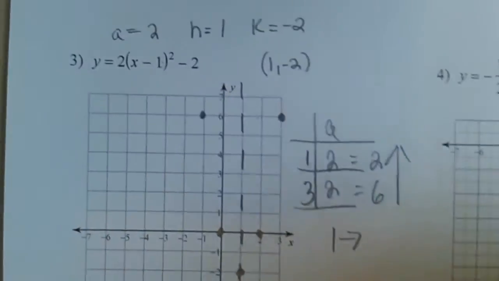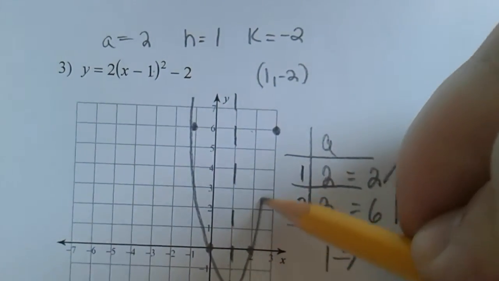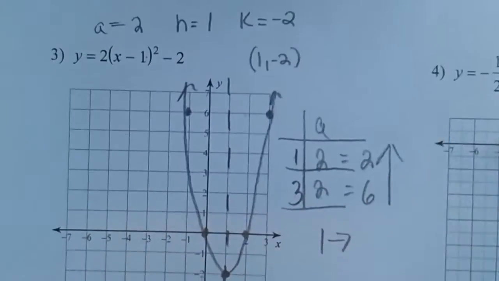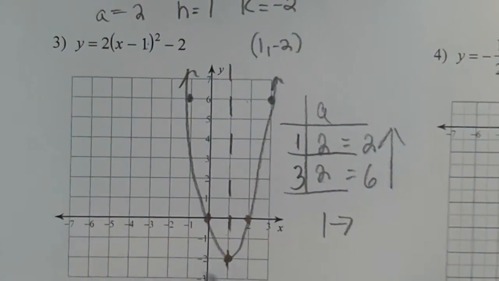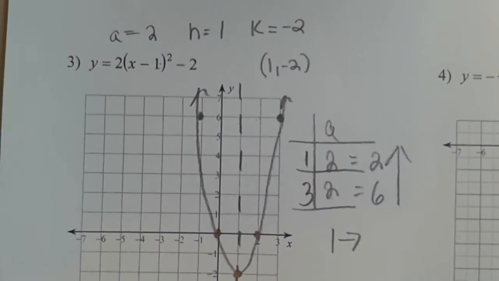If you use these graphs that are provided for you, all 5 points will always fit on these graphs. So if you ever find one of these points that doesn't fit on the graphs that are provided for you, that means you made an error.